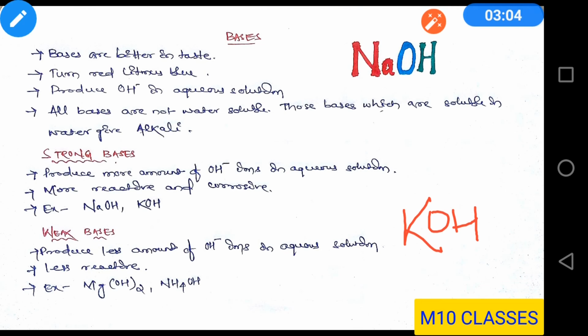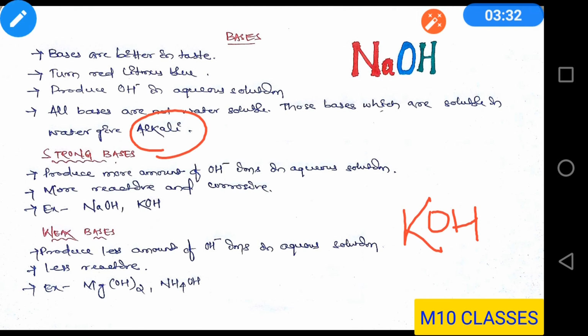Now you have read that acids are soluble in water, but in case of bases, all the bases are not soluble in water. So those bases which are soluble in water, they give rise to alkali. So if anybody asks you what is alkali, the water soluble bases produce alkali.